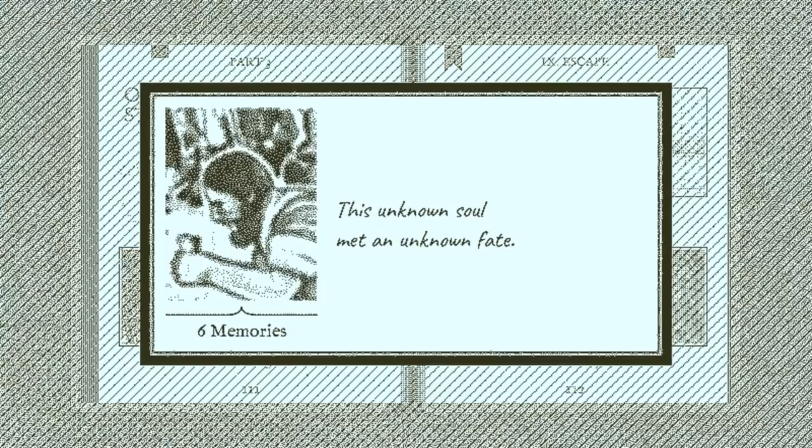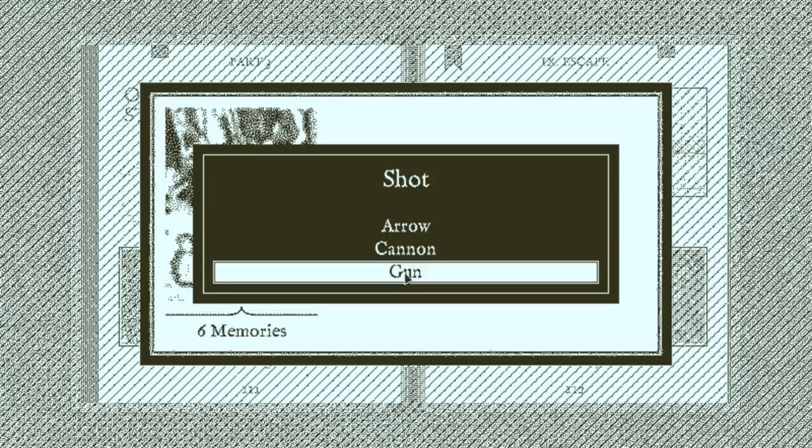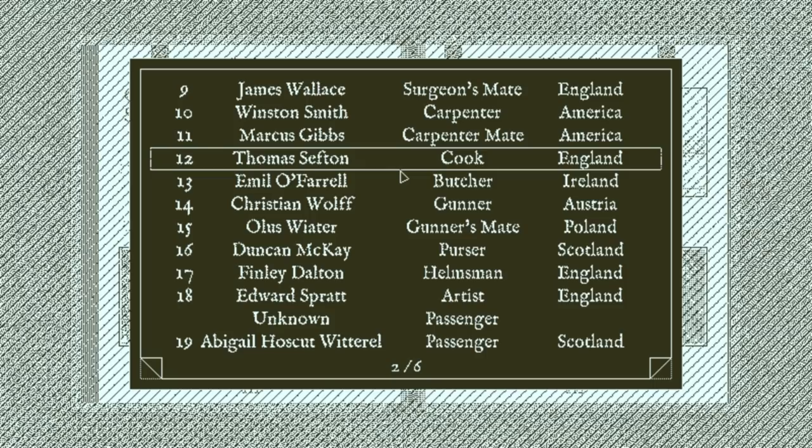So this guy was shot. How did they die? Dude was shot. He was shot? Man, no fate. He was shot with a gun. By, and I think, let's go back to the list, it would be a woman. A passenger. It wasn't Abigail. It was the woman with the girl. Okay, let's go down. We don't know who that woman with the girl was. Let's keep going down and see.